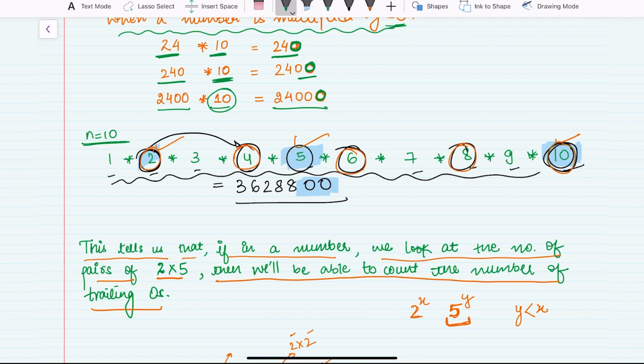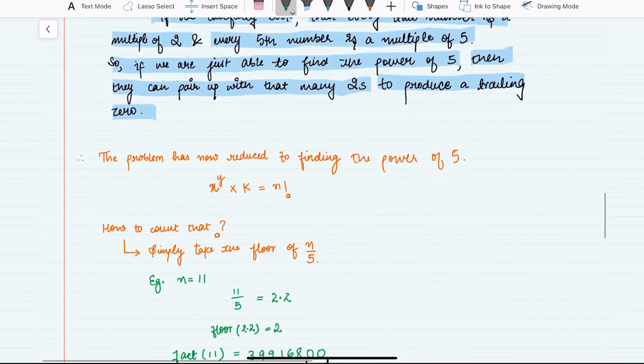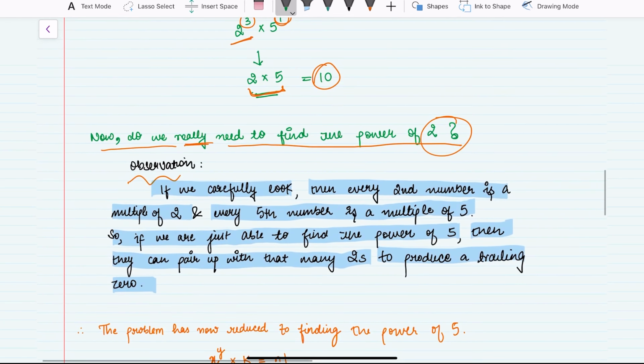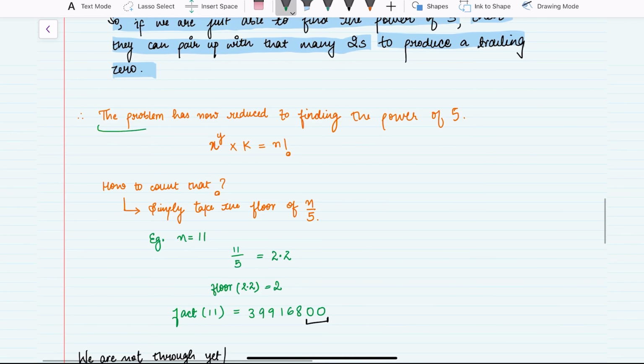So as we can see, the number of multiples of 2 is greater than the number of multiples of 5. That means we are going to get more 2's as compared to 5's. So we need not calculate the power of 2. Instead, we can simply calculate the number of 5's, or the power of 5. So the problem has now reduced to finding the power of 5.